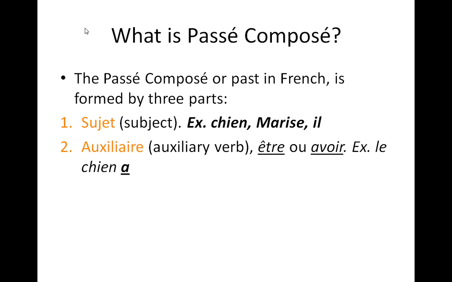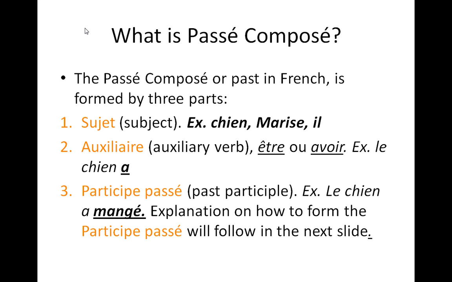Look at the example that I gave. Le chien, which like I said before is a subject. A, that will be your auxiliary, because now we're starting with the verb avoir. Right after this, there should be a third part, and it's the participe passé, or past participle. The example that I gave is le chien a mangé. This sentence literally means the dog has eaten.